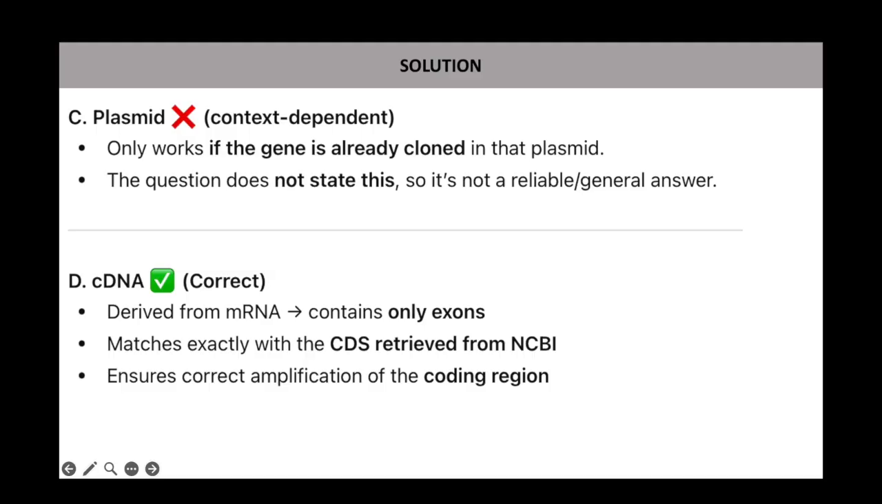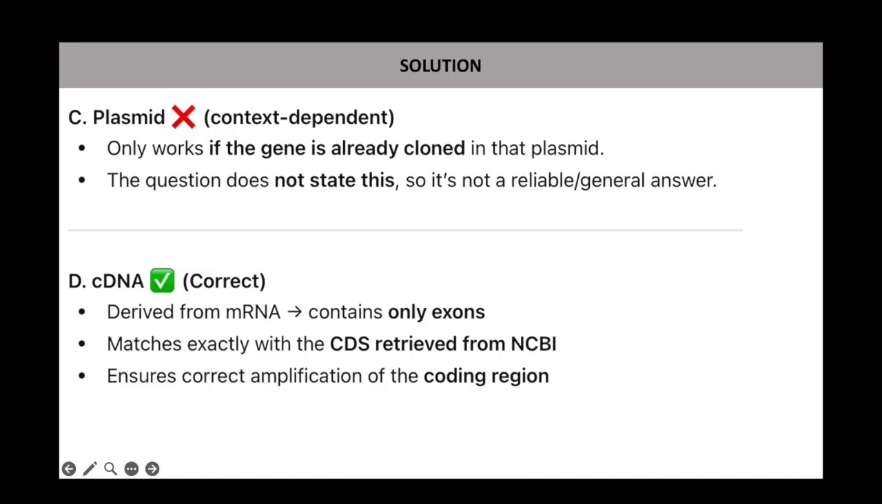Option D was cDNA. Now, cDNA will be the correct option. Why? Because cDNA is formed basically from the mRNA, and mRNA will always have only exons and no intervening sequences of introns. And once that mRNA is formed, by using the process of reverse transcriptase, that we have already talked about, it will get converted into cDNA. And cDNA will have sequences only from exons and no intervening sequences.